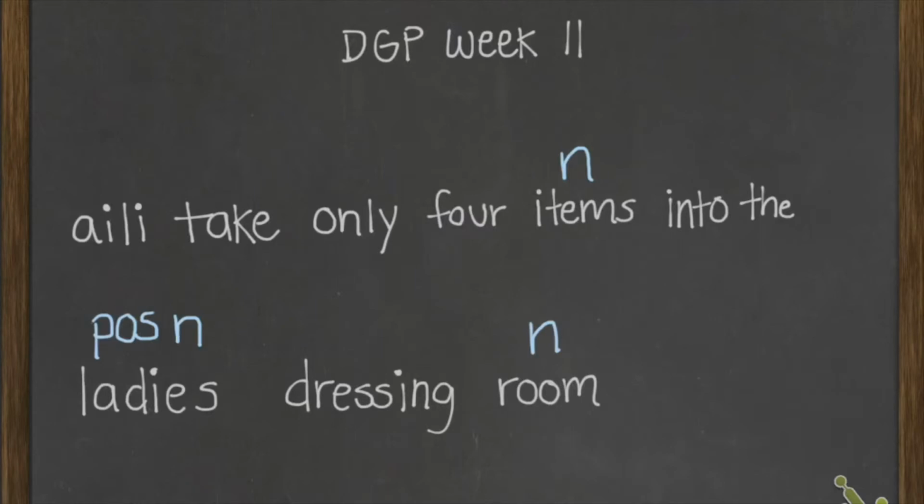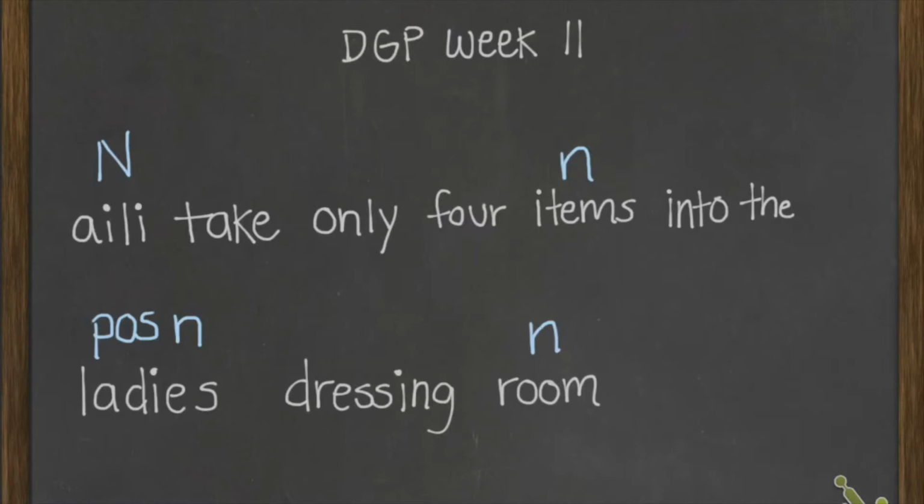I see one last noun. You might not have noticed it because it's kind of an unusual word. It's the word Ailey. Ailey is a name. What kind of noun is it? It's a proper noun. The next thing we want to look for is all of our verbs.